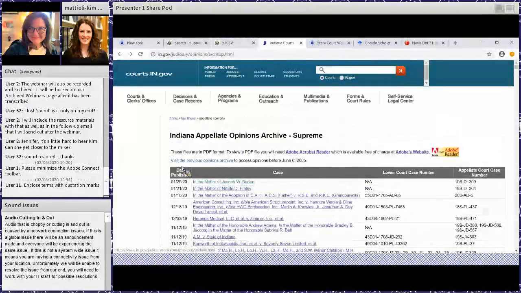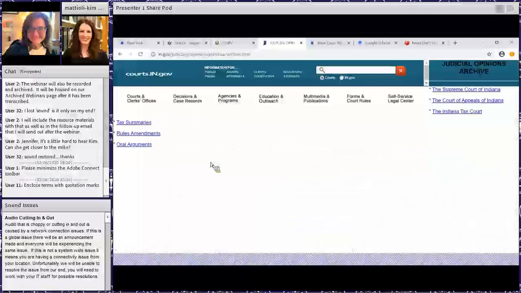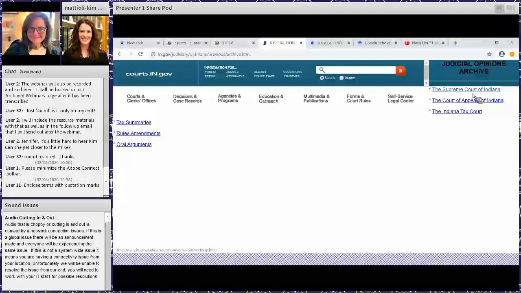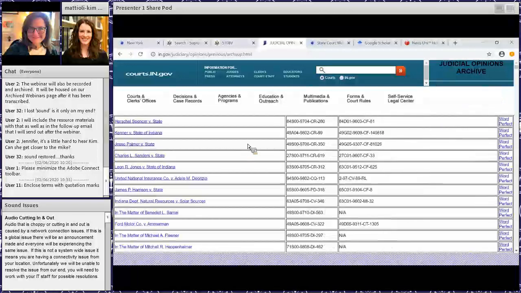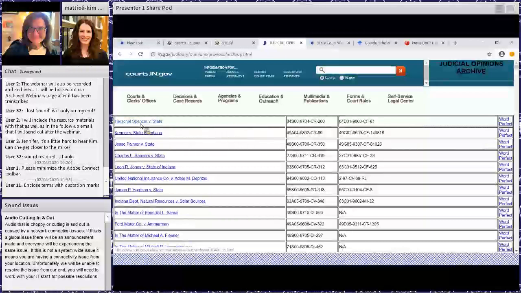If you want to find much older cases, you have to click this link above the boxes here that says visit the previous opinions archive. If you click on that, the website is not great, but over here on the right, you'll see Judicial Opinions Archive, and then again, you have the choice of doing Supreme Court, Court of Appeals, and Indiana Tax Court. If you click on the Supreme Court of Indiana, this will bring you to cases that goes from January of 1999 through June of 2005. So anything older than 1999 is not going to be archived on the judiciary's website.